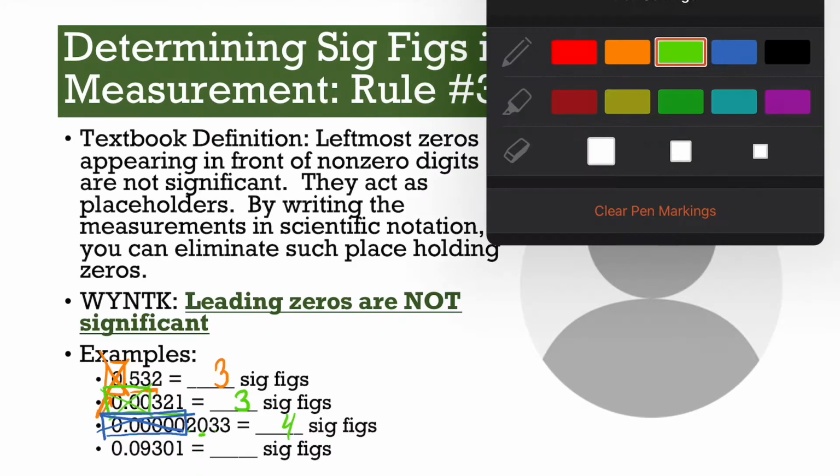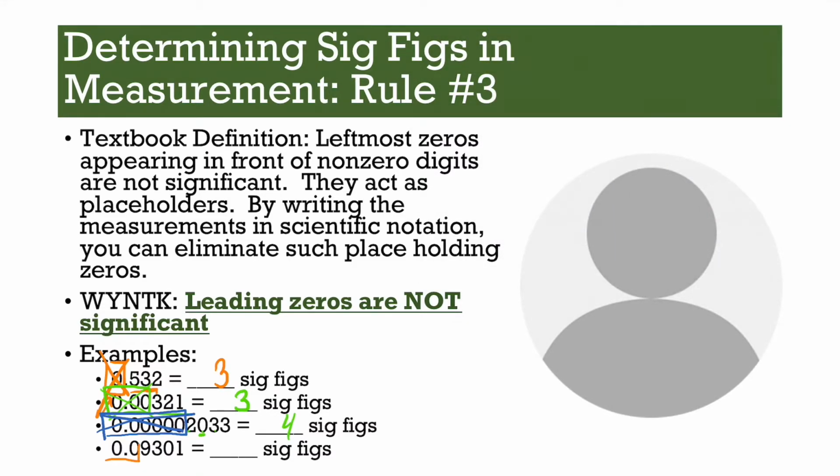And lastly, again, these leading zeros, not significant, we don't care about it. This one, well, let me ask you, how many sig figs are in this number? You should say 4, because this 0 is significant because it is a sandwich 0. Okay.